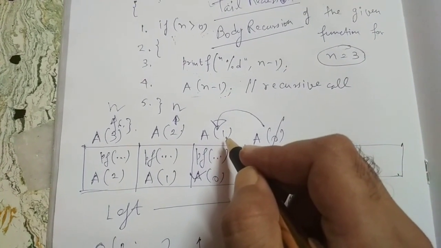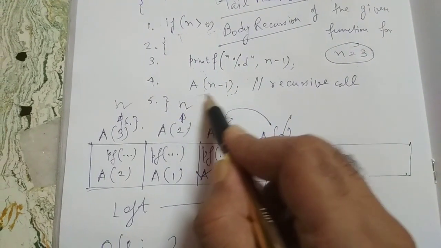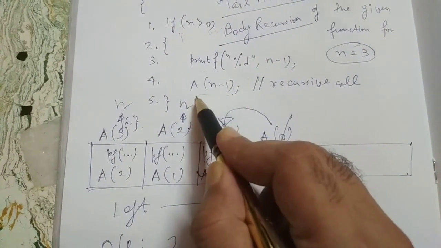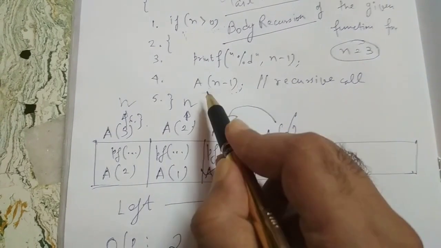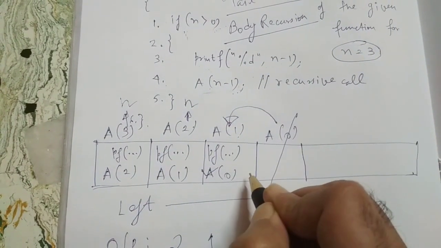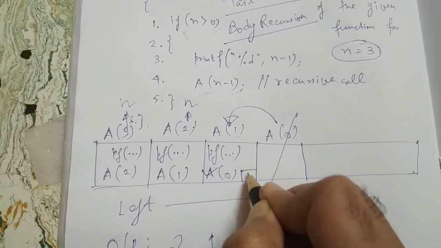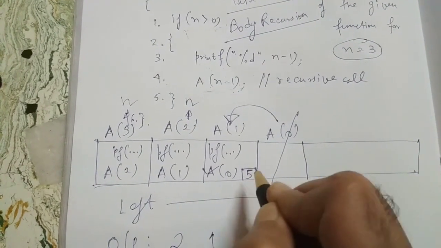Now A of 1, where did it stop? If you remember, it stopped at 4. See, the call was made to A of 0 and that was at line number 4. So where should it continue its execution from? It should continue its execution from line number 5.